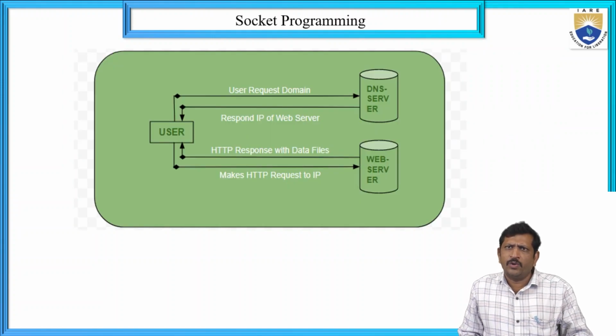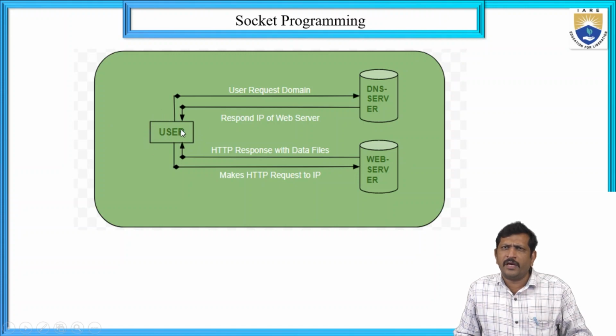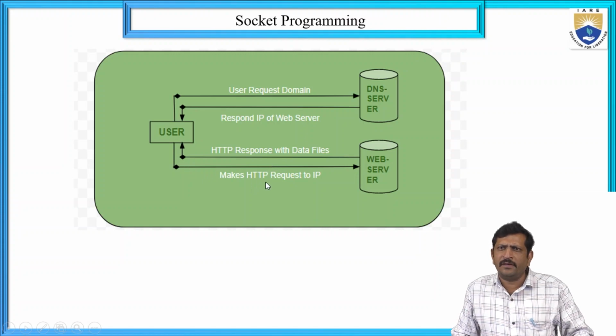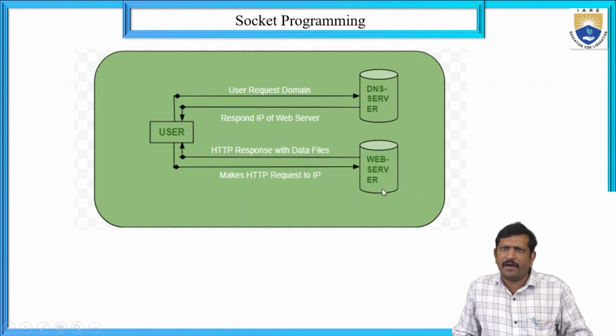Here we have a user at the web side, and these are the DNS server and the web server. The user enters data in Google search, meaning the user makes a request to the IP address of the web server. Whatever is searched, that content is requested from the web server. If the requested content is available, the server responds with the data files to the user.